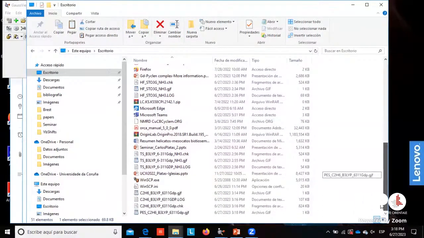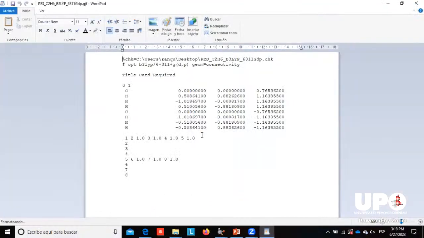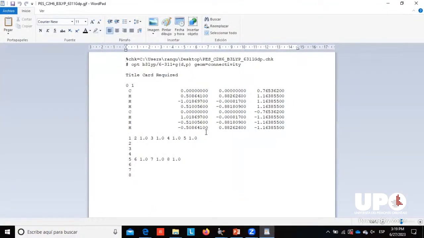Maybe it's at the end. Yes. So I got it here, right? We actually didn't look at the input file. So it's actually very simple. Well, we are not indicating a title. We could, of course.